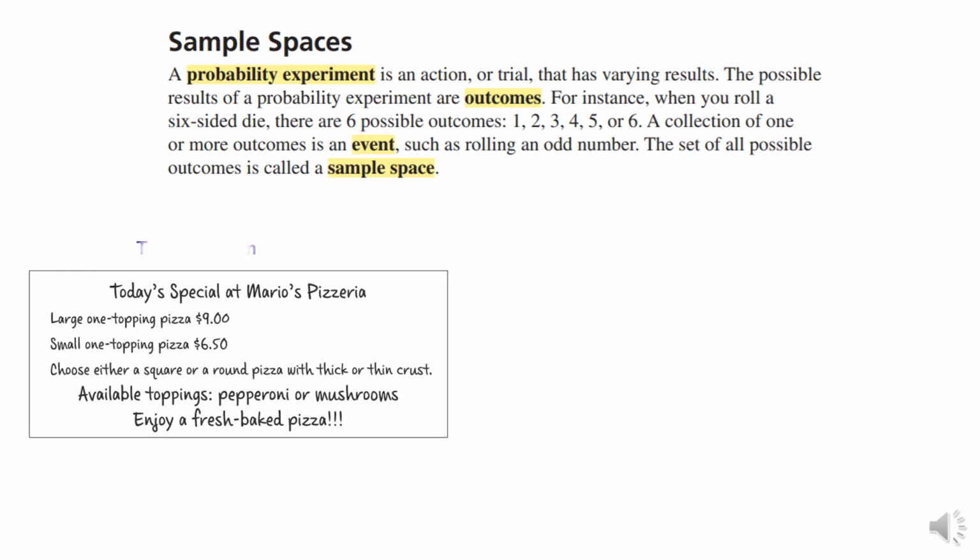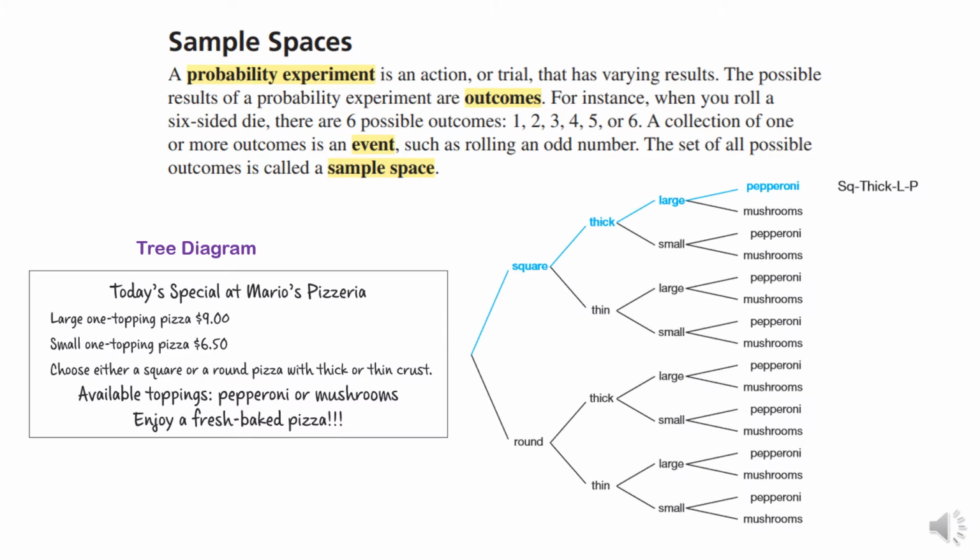So let's look at a kind of example called a tree diagram. So here we have a pizzeria, and we're going to put all the possible things that we have. So each of these is an outcome. Someone may choose a square. They can choose a thick or thin, large or small, pepperoni or mushroom. So these are the outcomes. The event is what someone chooses. Okay, a collection of one or more outcomes: a square, thick pizza, large pepperoni. Okay, that is an event.